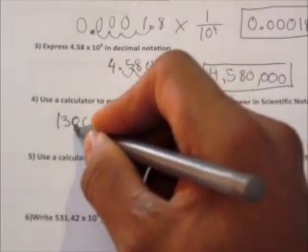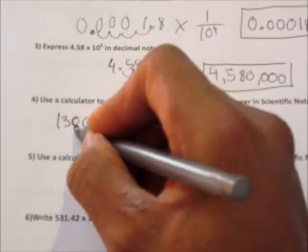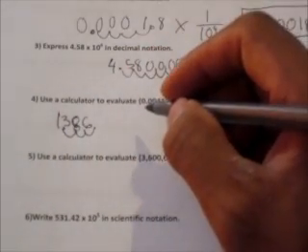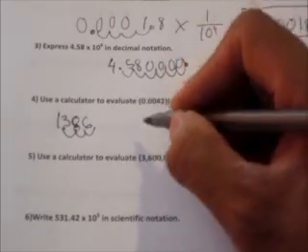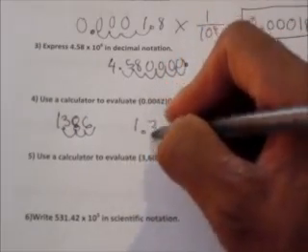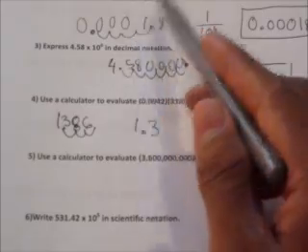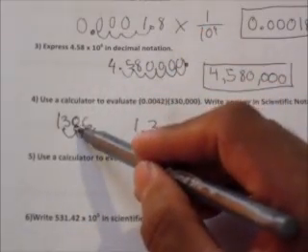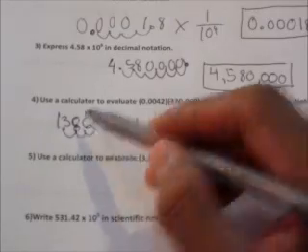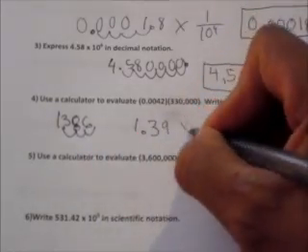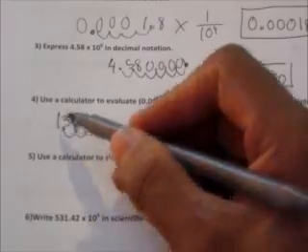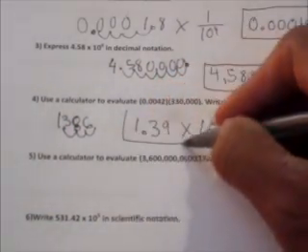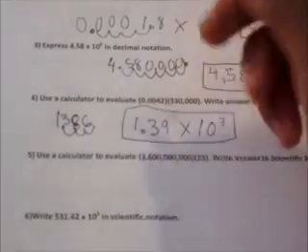1, 2. 13.8, nope, not quite right there because it's greater than 10. 1.3, yes, that is greater than 1 and less than 10. So we get 1.3, and I said we're using 2 places to the right of the decimal, so 8 rounds up to 9, so 1.39 times, we moved it 1, 2, 3 to the left, so it's 10 to the positive 3, and box that out. That is your answer for that question.